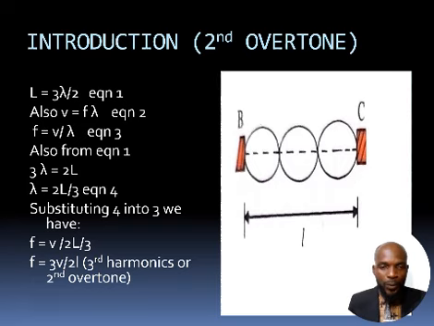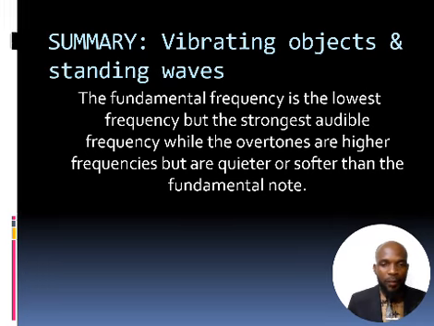So substituting equation 4 into equation 3, we have F equal to V over 2L over 3. By the time you resolve that particular operation, your F is going to give you 3V over 2L as your third harmonic or second overtone. In summary, the fundamental frequency is the lowest frequency but the strongest audible frequency, while the overtones are higher frequencies but are quieter and softer than the fundamental notes.